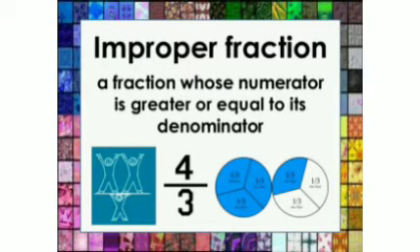Second one, improper fraction. A fraction whose numerator is greater than or equal to its denominator is called improper fraction. For example, 4 by 3. 4 is a numerator and 3 is the denominator. 4 is greater than 3. Therefore, it is improper fraction.